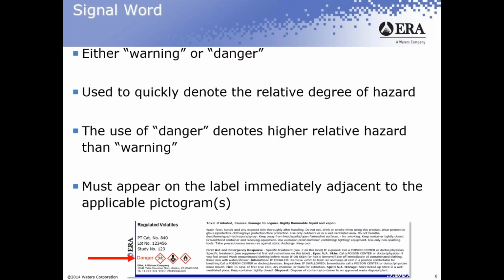So the signal word, it's either warning or danger. It's for a user to quickly denote the degree of hazard of the item that you have present. Danger is a higher hazard than warning, and it must appear on the label immediately adjacent to the pictograms. We're going to go to the pictograms in just a second, but as you can see by the red arrow, for this specific ERA product, that danger comes into play next to the 3 pictograms just to the right, and that meets the requirements of being immediately adjacent. Immediately adjacent can be on different sides, but it has to be within that immediate vicinity of those pictograms.